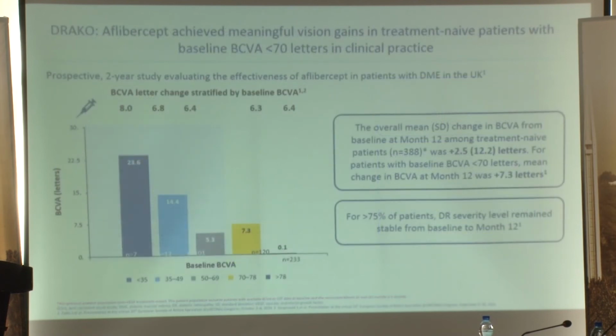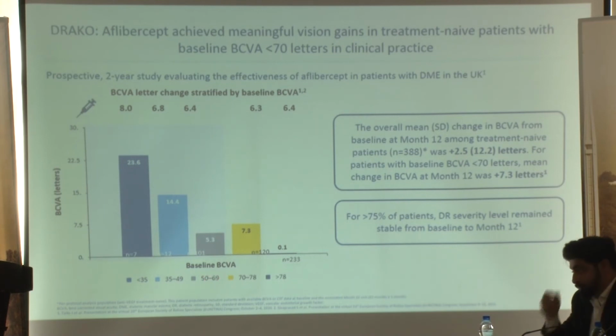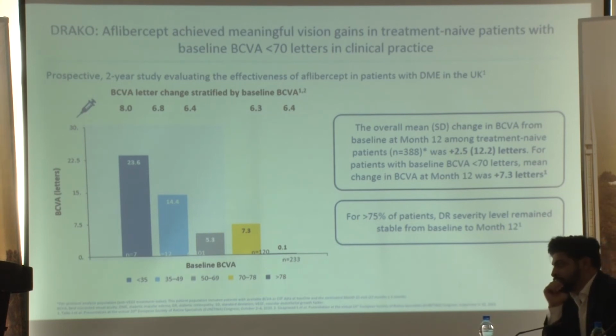So DRCR, that's again an important trial which has shown gain in visual acuity. It's a prospective 2-year trial about the diabetic macular edema that was performed in UK. They have basically defined a different baseline best corrected visual acuity: less than 35, 35 to 49, 50 to 69, 70 to 78. So important thing is that if less than 70 letters, you can see that there is significant improvement up to 7.3 letters improvement.